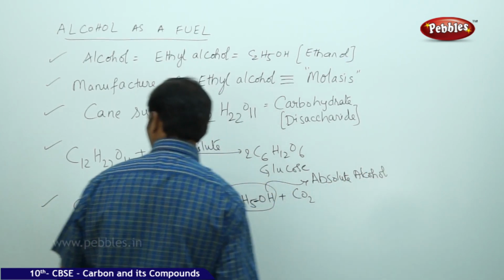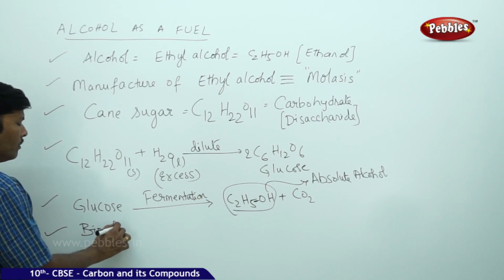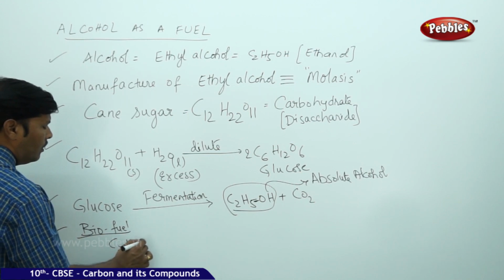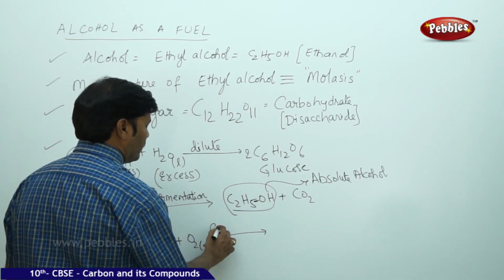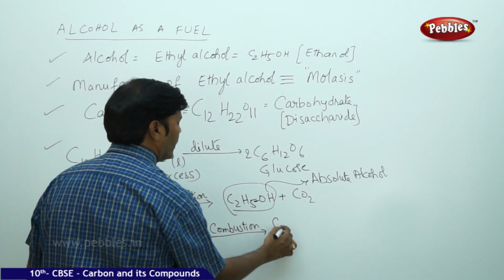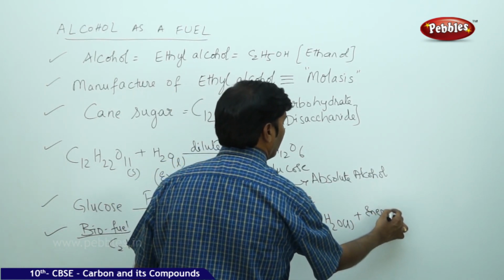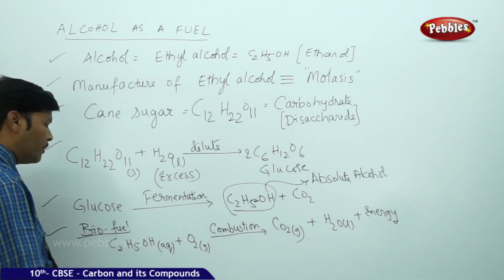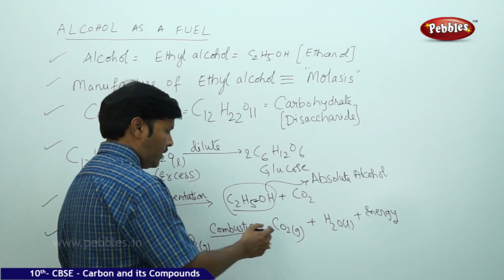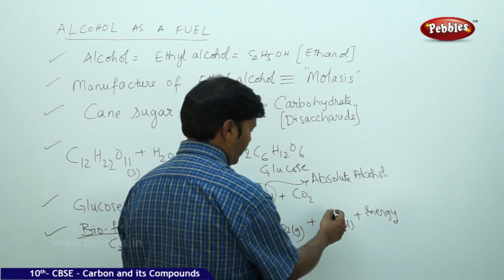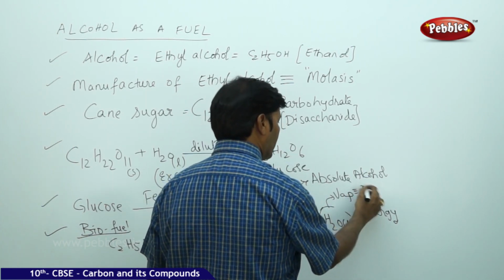The ethyl alcohol which is obtained is called absolute alcohol. Now, if ethyl alcohol is used as a fuel, it can be used as a biofuel, because when ethyl alcohol is subjected to combustion, it gives carbon dioxide gas plus water liquid plus a large amount of energy. This is the combustion principle. That means heating ethyl alcohol in the presence of oxygen gives carbon dioxide gas and water.